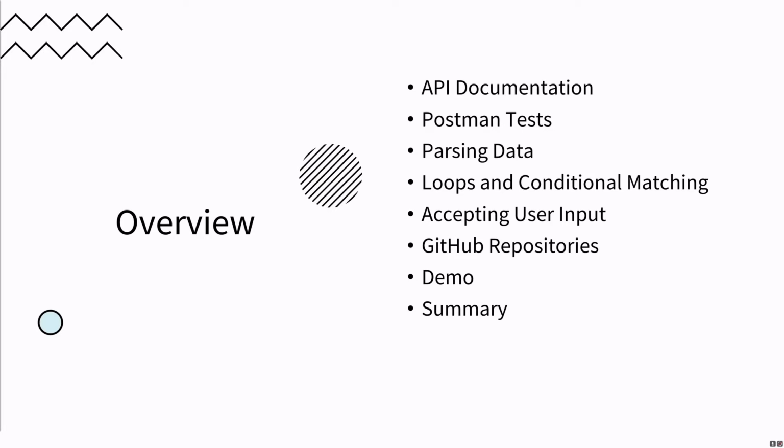An overview for this lecture is we're going to be going over the API documentation for Cisco DNA Center Always On Sandbox, Postman tests, parsing through the data, loops and conditional matching, accepting user input, GitHub repositories, and I'll be doing a demo throughout the entire lecture, and finally we'll move into our summary.